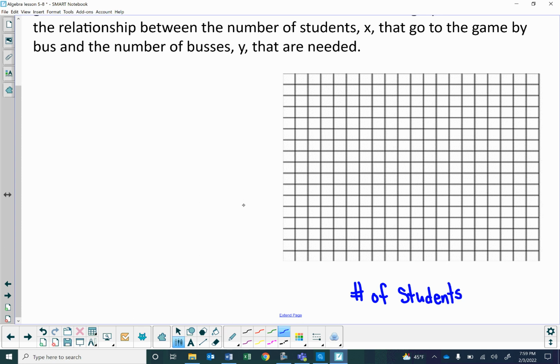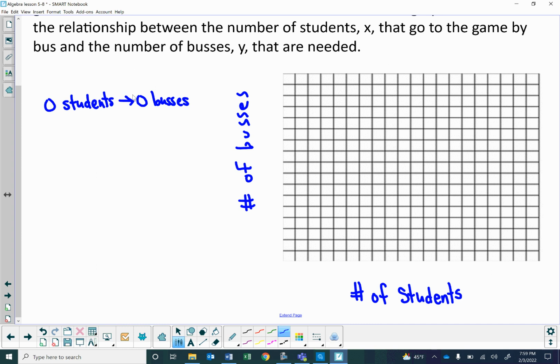And y is number of buses. It's really hard for me to write sideways, which is why it's not quite as nice of handwriting. Okay, so the thing that we have to realize is if we have 0 students going to the game, that means we have 0 buses.